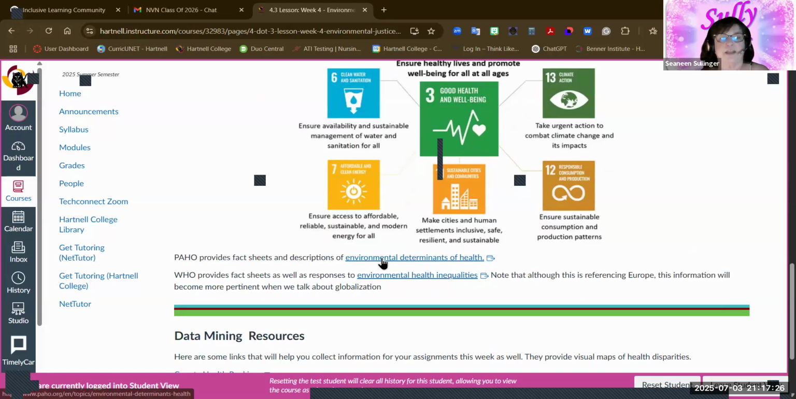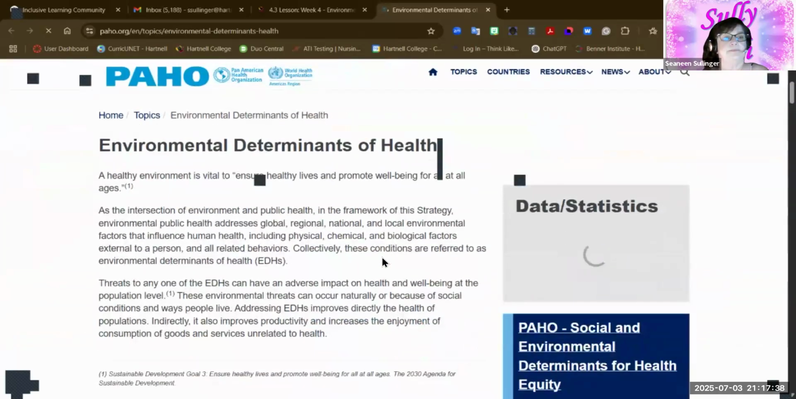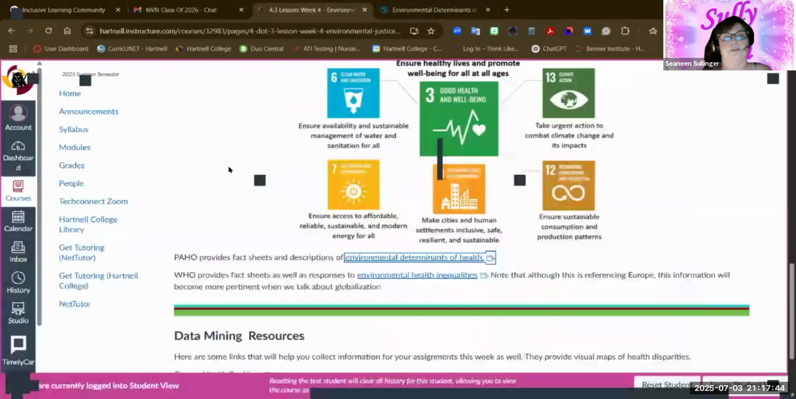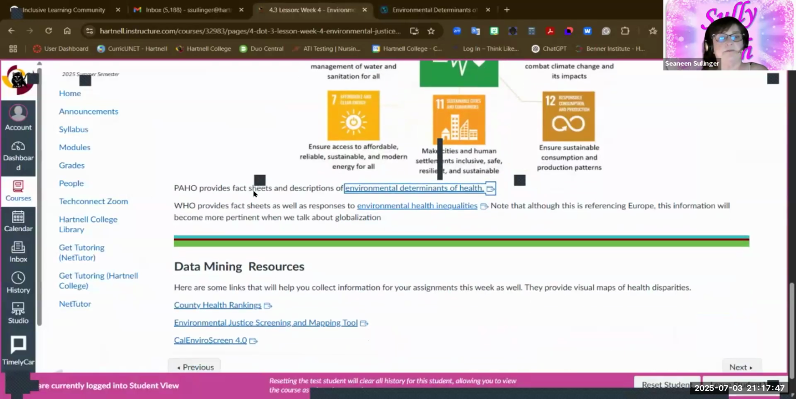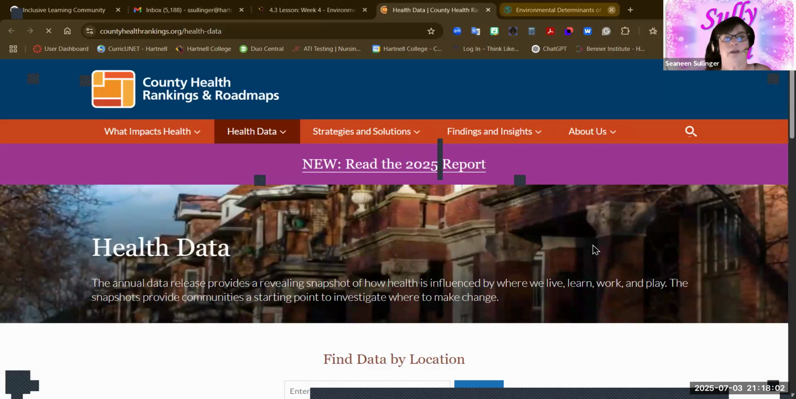And so there are some fact sheets here that are presented to you. I believe this will take you to their website, right? So environmental determinants of health talks about that, key facts, some statistics, in case you didn't know about environmental justice. And then different data mining places that you can go to find information for your community or other communities in California. There are county health rankings. So this is helpful. When we were looking at data last week in week 3, this is one of the sites also that was presented to you.